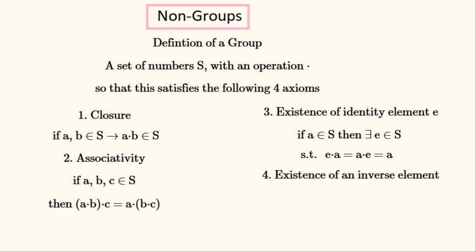And the fourth and last axiom is that an inverse element exists. For any element in the set S, there is another element in this set, such that it is the inverse of it. Applying the operation to this number and its inverse gives us the identity element E. Many viewers will recognize this inverse element as being minus A for addition and 1 over A for multiplication.